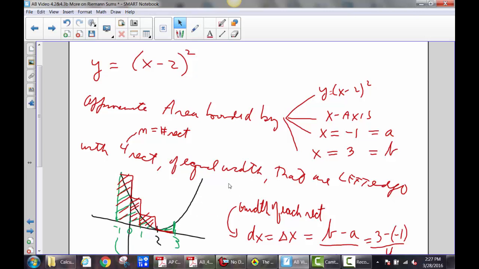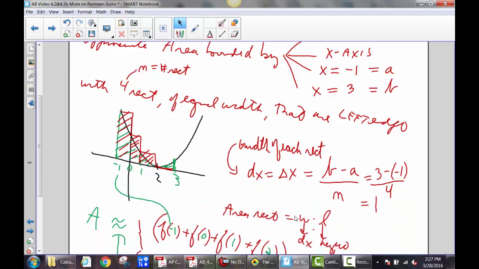And we're going to find our dx. We're going to take our b minus a, which is 3 minus -1, divided into 4 equal parts. And that means the width of each rectangle is 1. So starting at the left, -1 plus 1 is 0, plus 1 is 1, plus 1 is 2, plus 1 is 3. At each of these spots, go up to the curve.